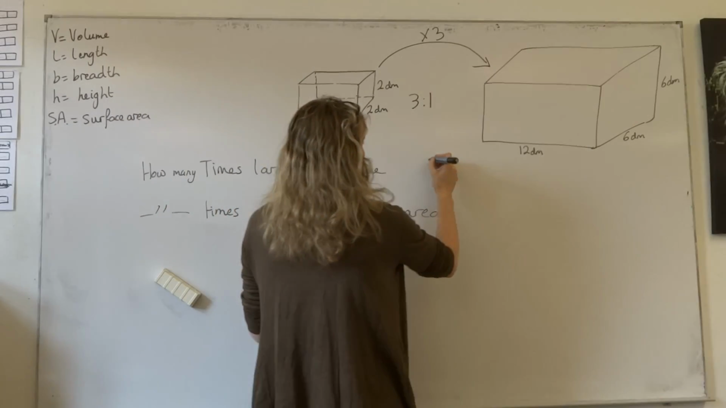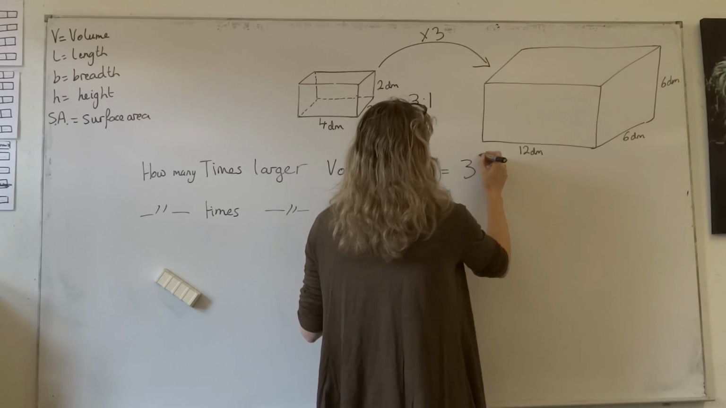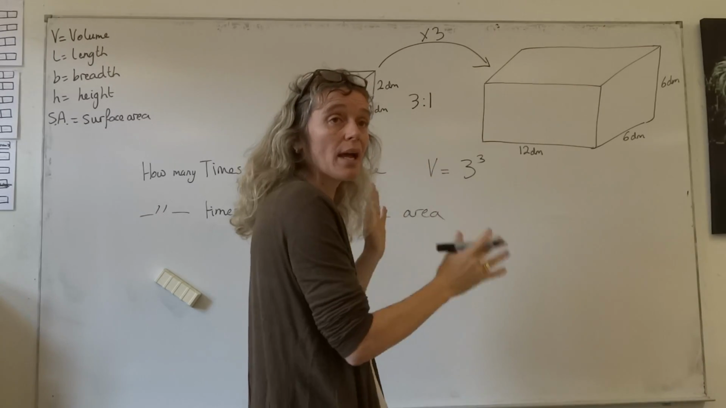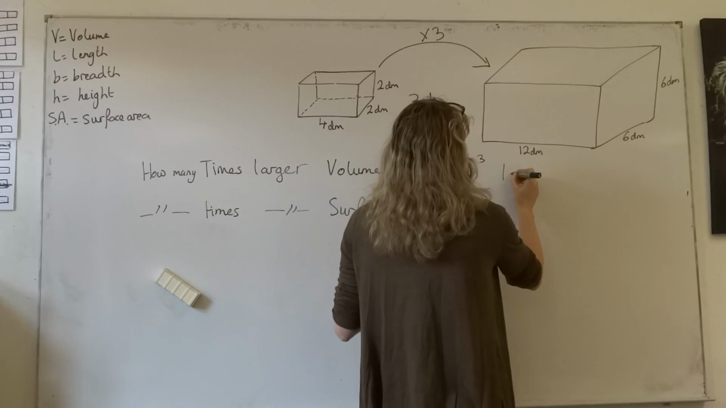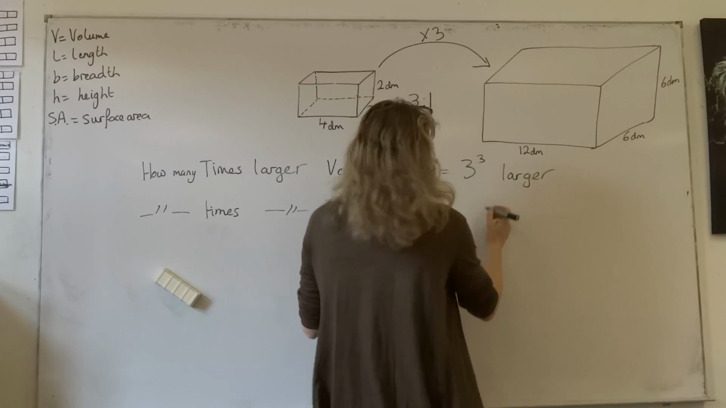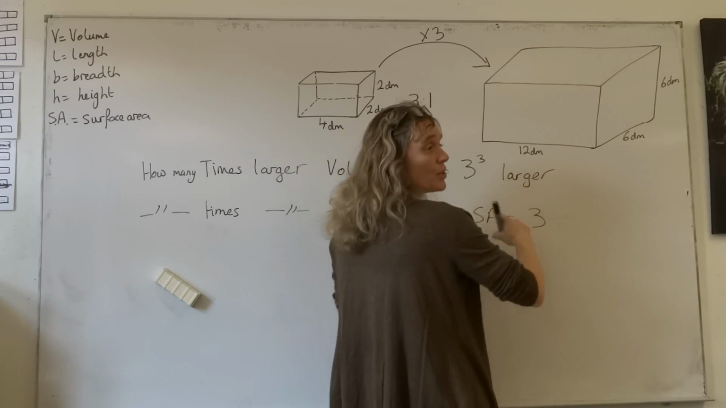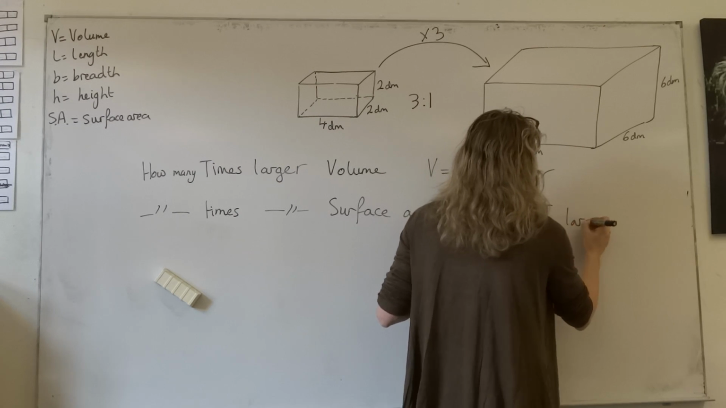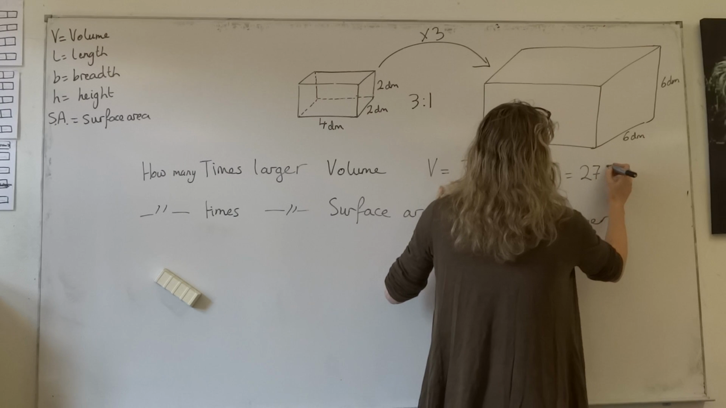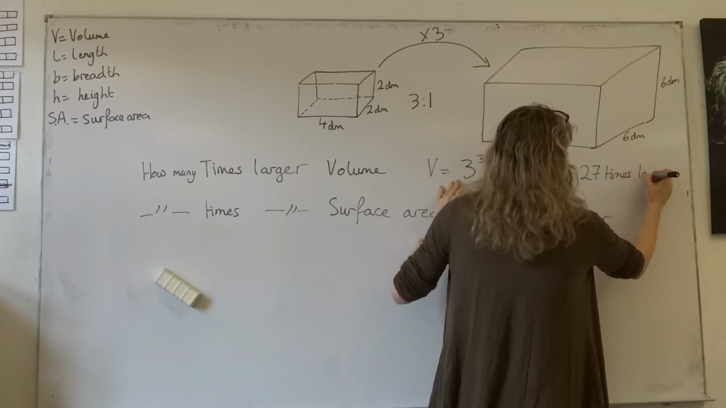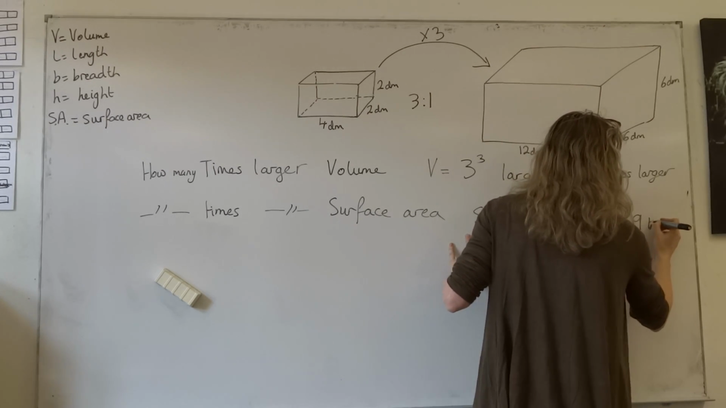Because we know that the volume will be the scale factor cubed, the length times the breadth times the height, larger. Whereas the surface area will be the scale factor, which is 3 squared, larger. So the volume will be 27 times larger. And the surface area will be 9 times larger.